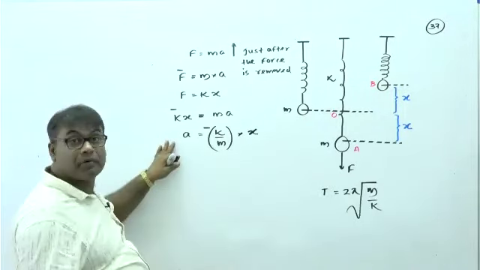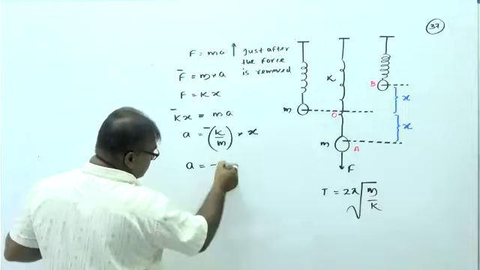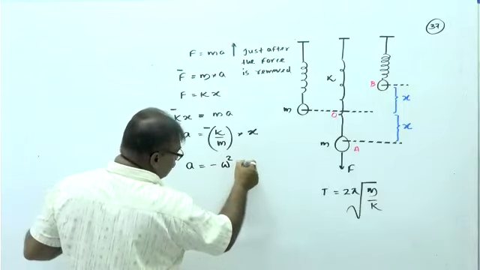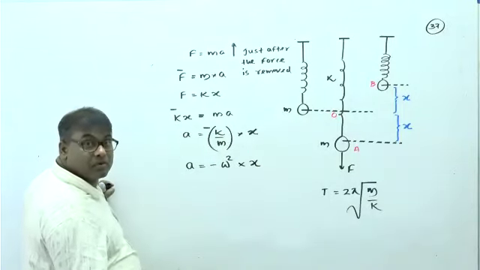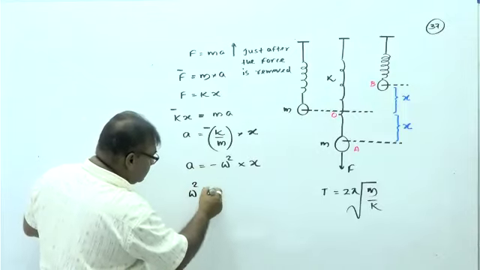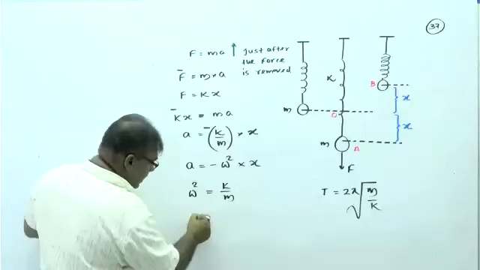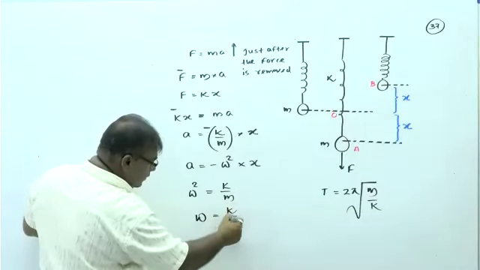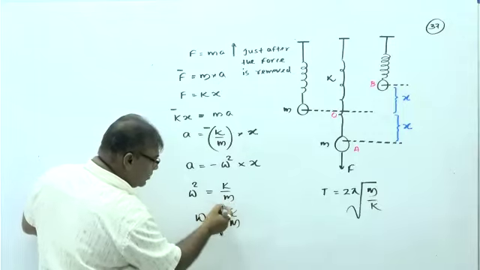We have to take this one first. And we equate this with the basic equation a equals minus omega squared x, right? Then omega squared is equal to k over m. Then omega becomes root of k over m, right? Can you write this down?